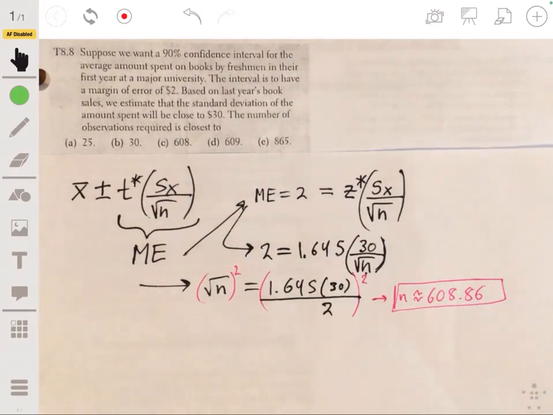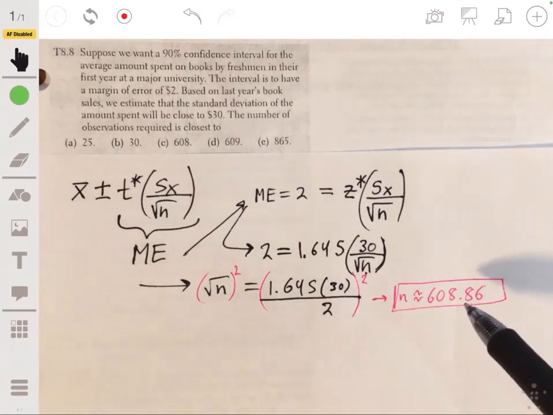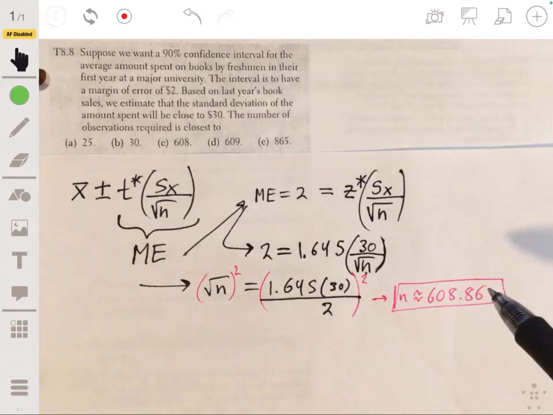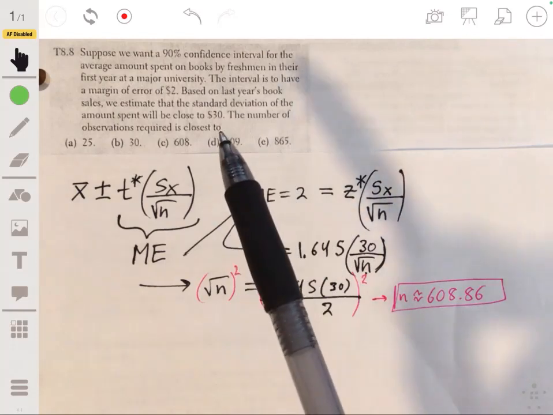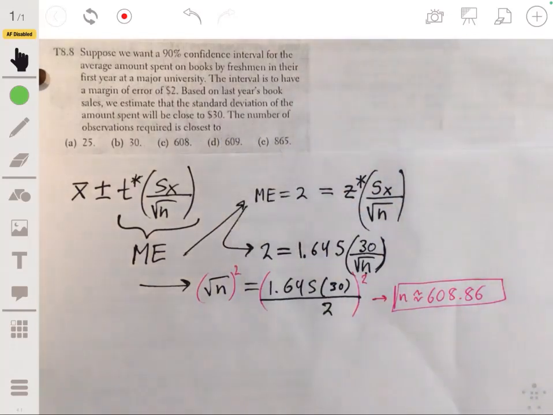Now, we want to pick the next whole number bigger than this, because we're talking about people. You can't have 608.8 people, so you use 609. So we're going to have D be our answer and not C. So the answer will be D.